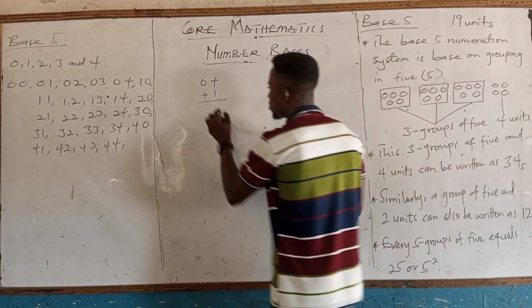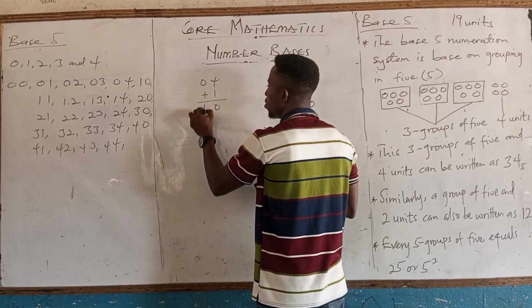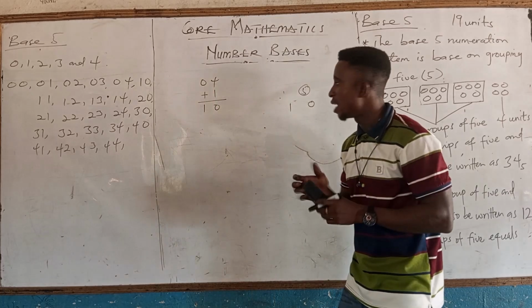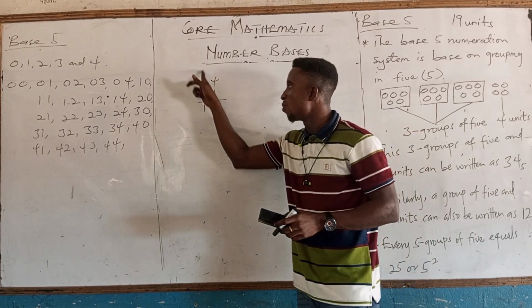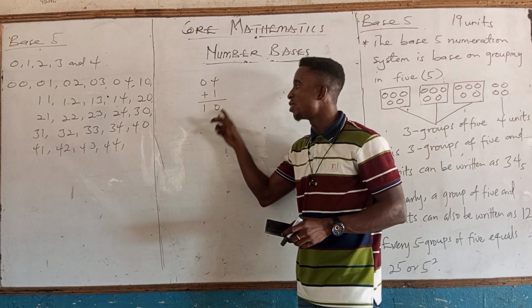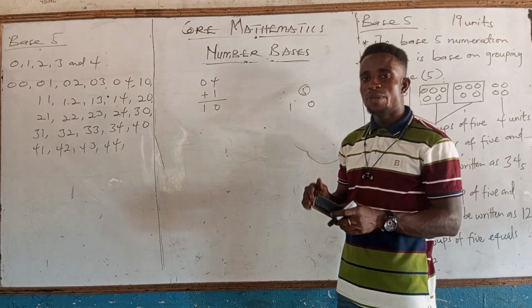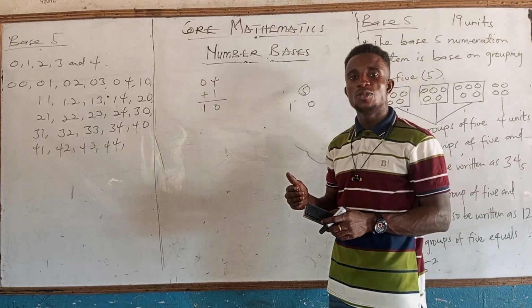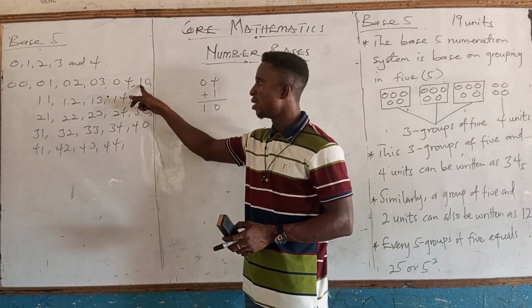So this one will get us what? 0 and what? Here will be 1. That is 0, then it will move 1. Meaning I have one group of 5 and no unit. So it means that when we are in the base and we get to that group, it moves to 1, 0.